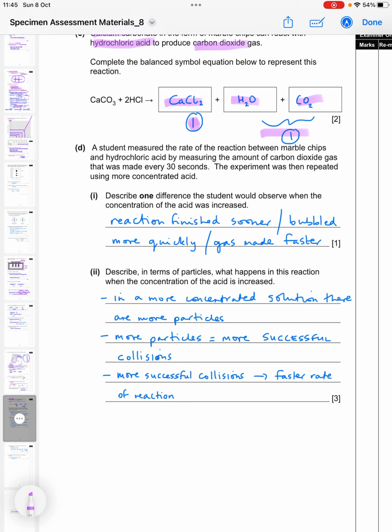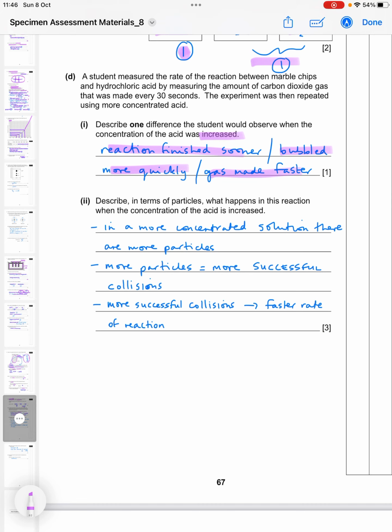Next, the student measured the rate of reaction between marble chips and hydrochloric acid by measuring the amount of carbon dioxide gas that was made every 30 seconds. The experiment was then repeated using more concentrated acid. So describe one difference the student would observe when the concentration of the acid was increased. So if it was increased, the reaction would finish sooner, or it would bubble more quickly, or the gas would be made faster. So any of those would be acceptable.